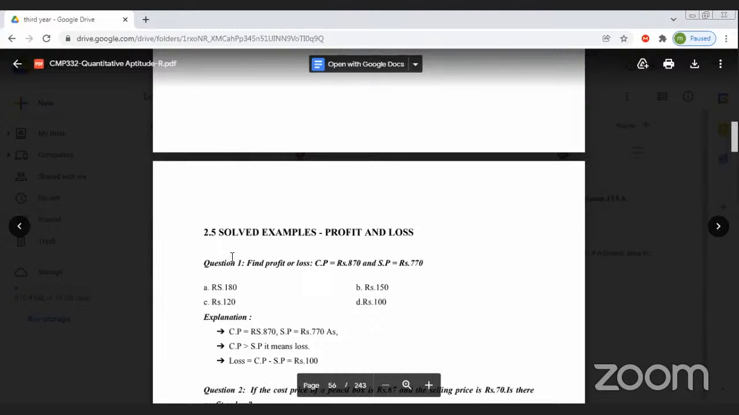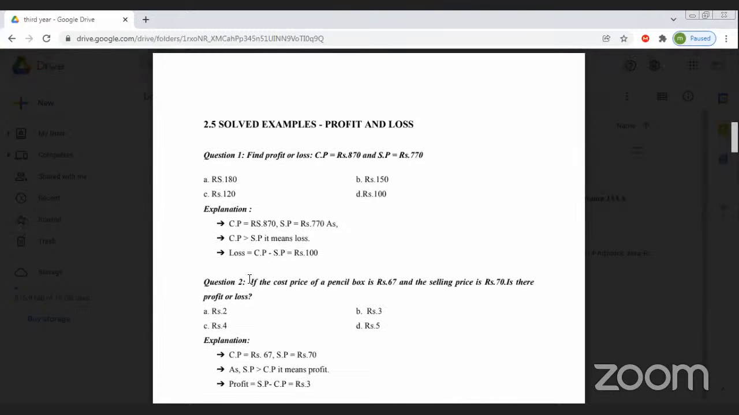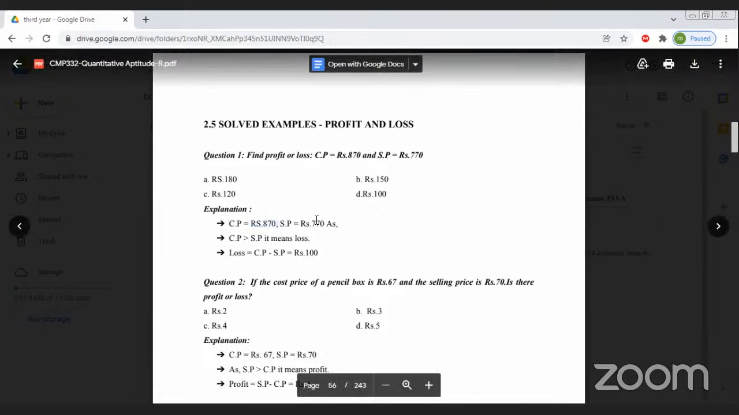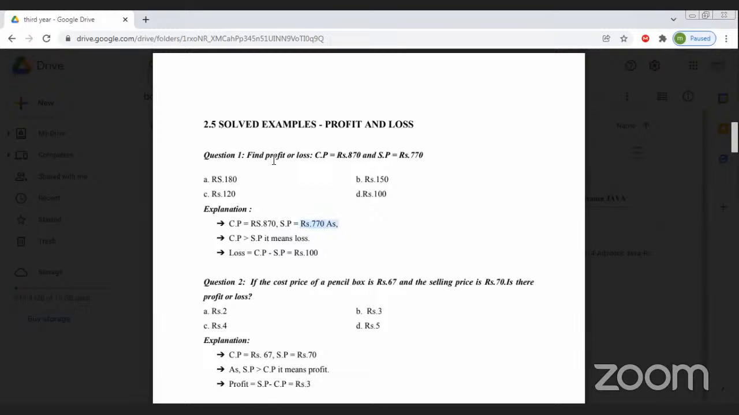In 10th standard, we studied cost price and selling price. Let's solve a few examples of it. Your cost price is given, that is 870. Your selling price is 770, and you need to find whether it is profit or loss.